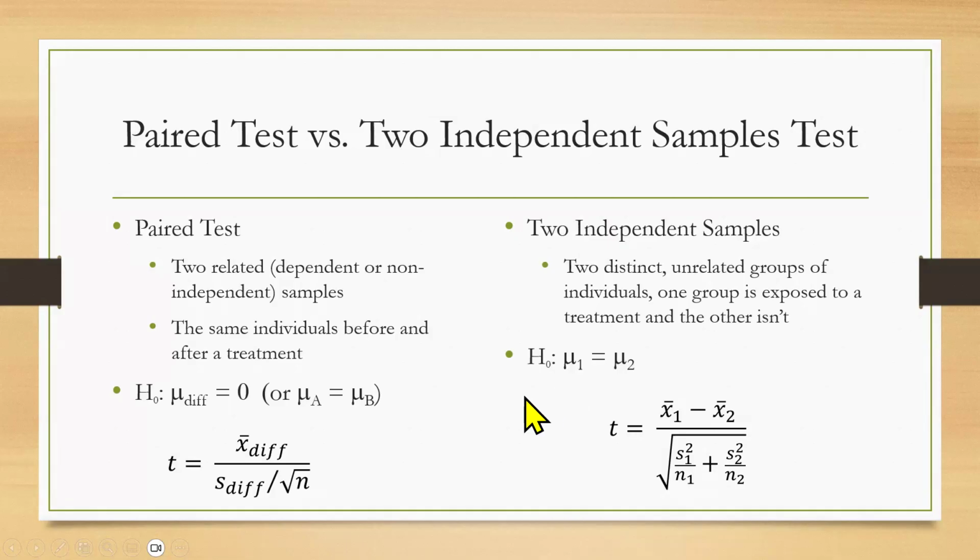All right, so what do we need to do to evaluate our hypothesis? We need to find a value of our test statistic. We're going to take one mean and subtract the other.